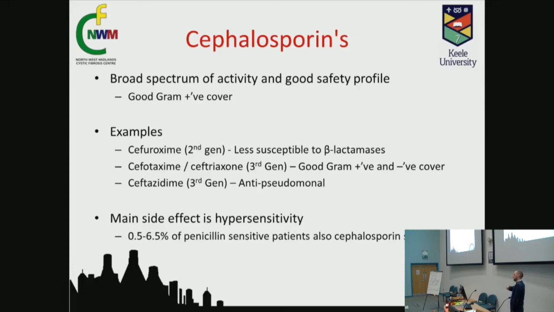When you come on to the third generation cephalosporins, such as cefotaxime and ceftriaxone, they have cover against both gram-positive and gram-negative organisms. And so you now see that when you treat meningitis, for example, a first line will be something like cefotaxime, which you need to cover both gram-positive and gram-negative organisms. Ceftazidime is another third generation, and that has anti-pseudomonal activity, which none of the other cephalosporins listed there do. So that's a little bit of a different group.